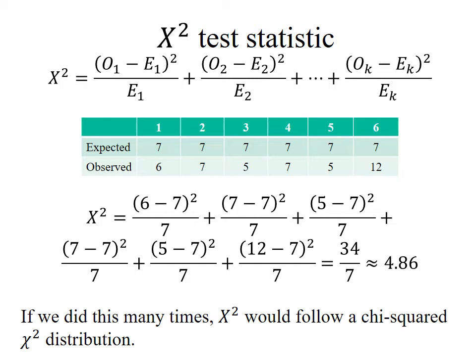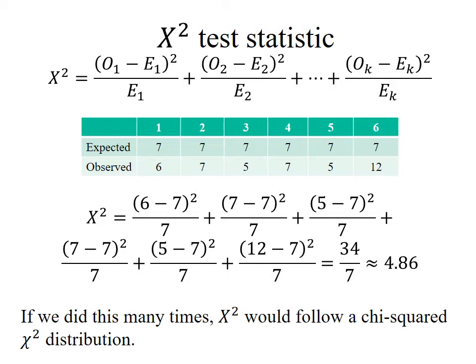And then here's my weird one. On the 6s, I expected, based on my null hypothesis, that this would be a fair die. I expected only to get 7 sixes? I got 12 of them. 12 minus 7 is 5. 5 squared is 25, so I have 25 sevenths. So then I add up all these things and I get 34 sevenths, which is about 4.86.